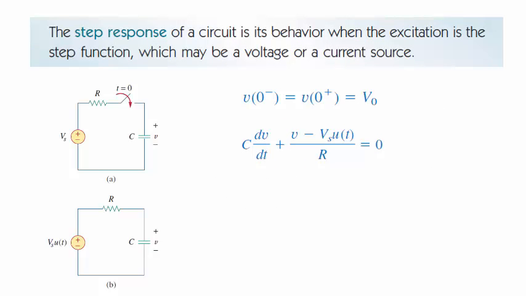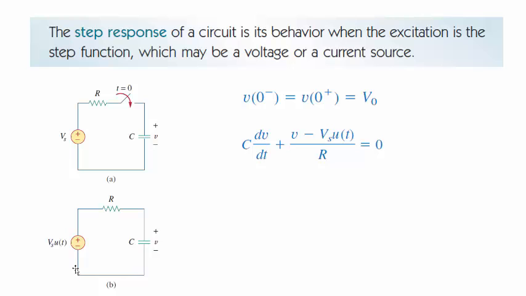So first of all, the step response is defined as the behavior of the circuit when the excitation is a step function, which may be a voltage or a current source. So in other words, it's something like you have a voltage here, you have a capacitor in an RC circuit, and you close the switch. So that is a step function, which you can describe by an amplitude and U of t here, U at t equals 0 in this case.